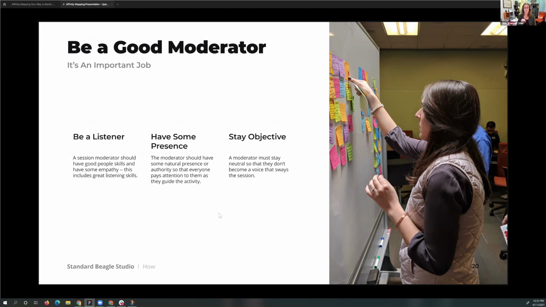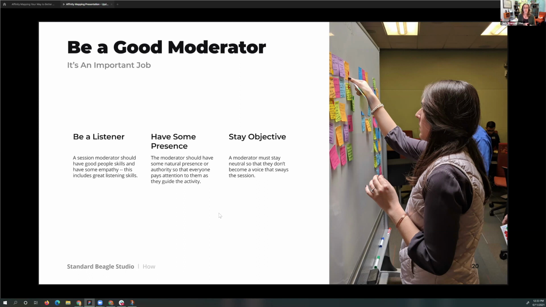Now, I mentioned that the moderator is just so key, and there are some very important things to consider in terms of moderation. You might do this differently. Even if you're a team lead, you might have to step into your facilitation role a little bit differently than how you would be as a manager of a team. The most important thing is to be a listener. You have to listen to everybody, and everybody needs to feel safe in terms of sharing ideas.